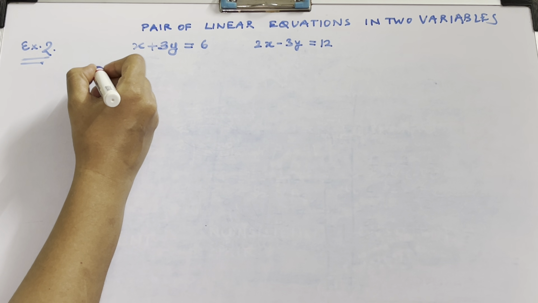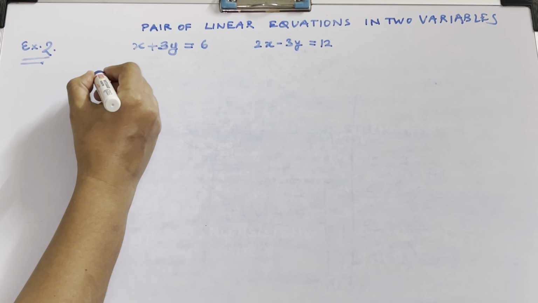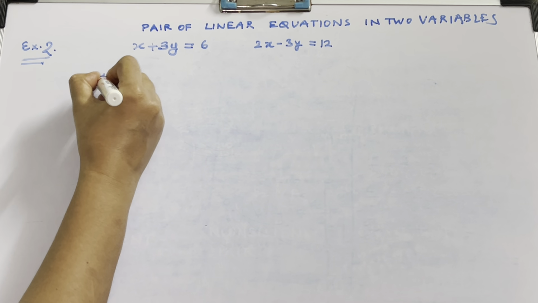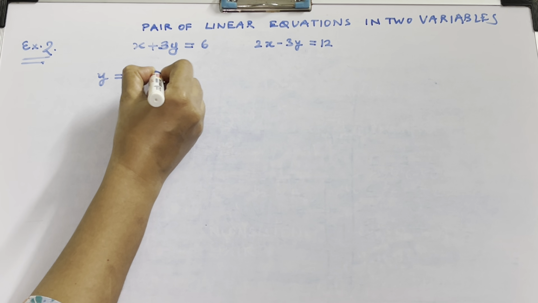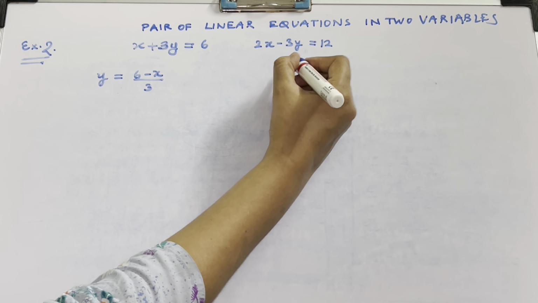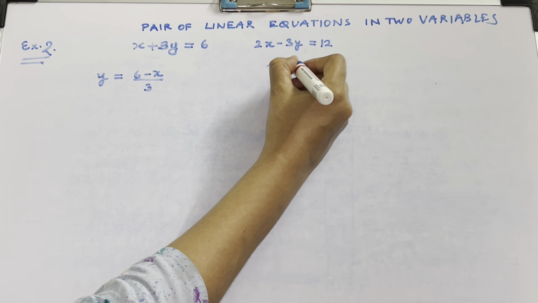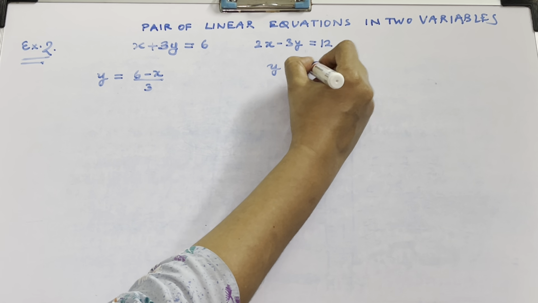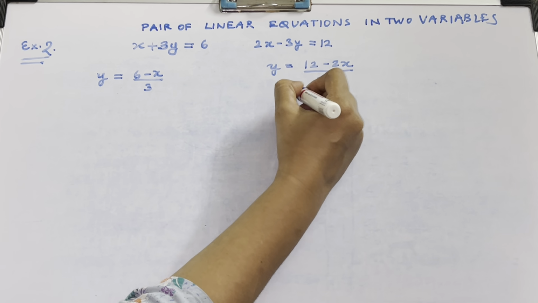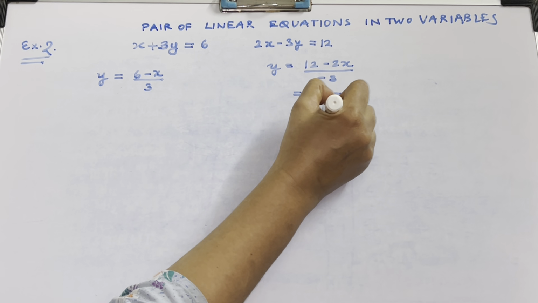Now the first equation is x plus 3y is equal to 6. So here from the first equation we get y is equal to 6 minus x upon 3. And from the second equation we get y is equal to 12 minus 2x upon minus 3, which can be written as 2x minus 12 upon 3.